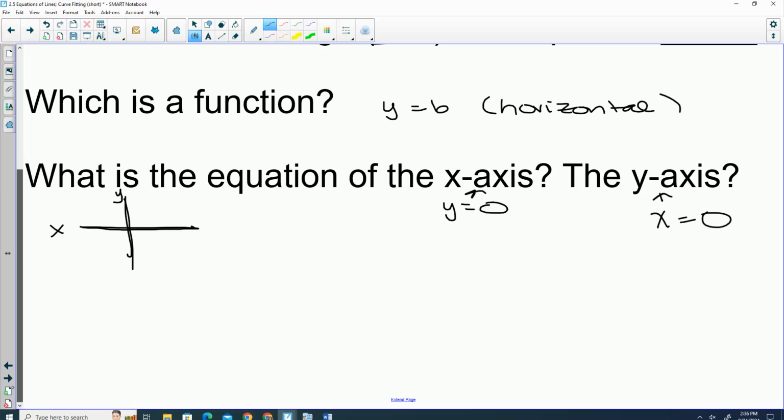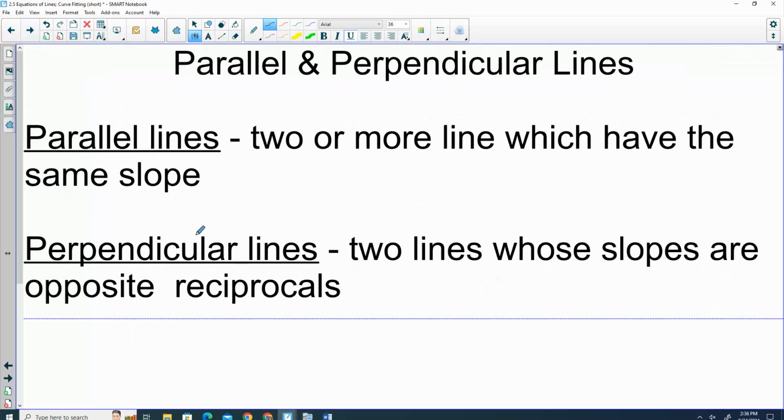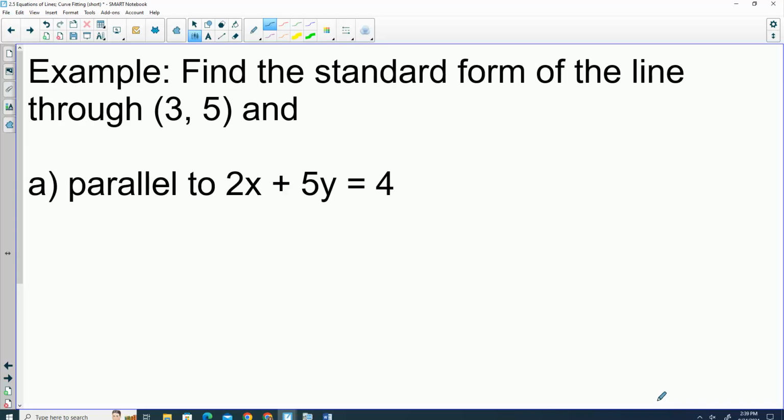All right, so that's my next slide. I want you to jot that down in case you have forgotten. Make sure you know the difference. So parallel. Did everybody get everything on this slide? So parallel is same slope, perpendicular, opposite reciprocals. Notice my directions: find the standard form. What is standard form?